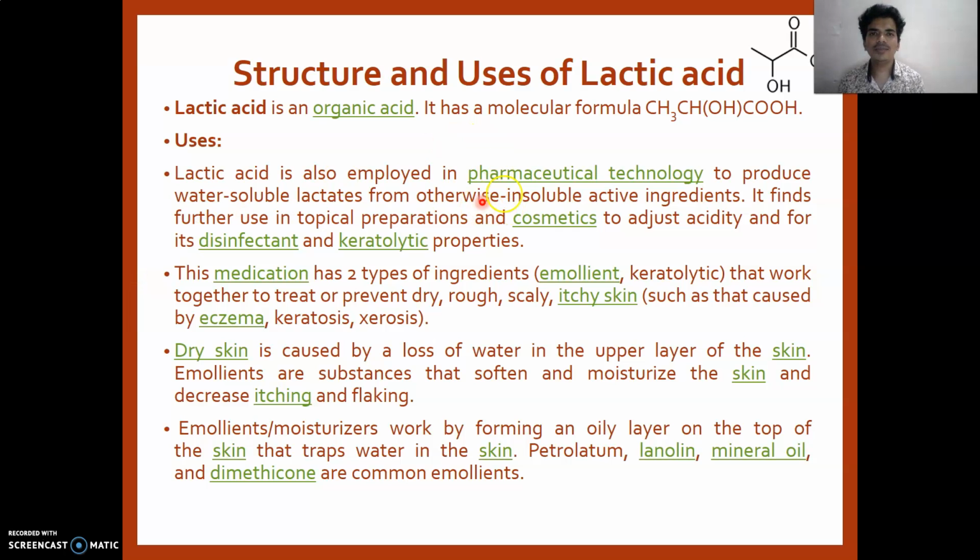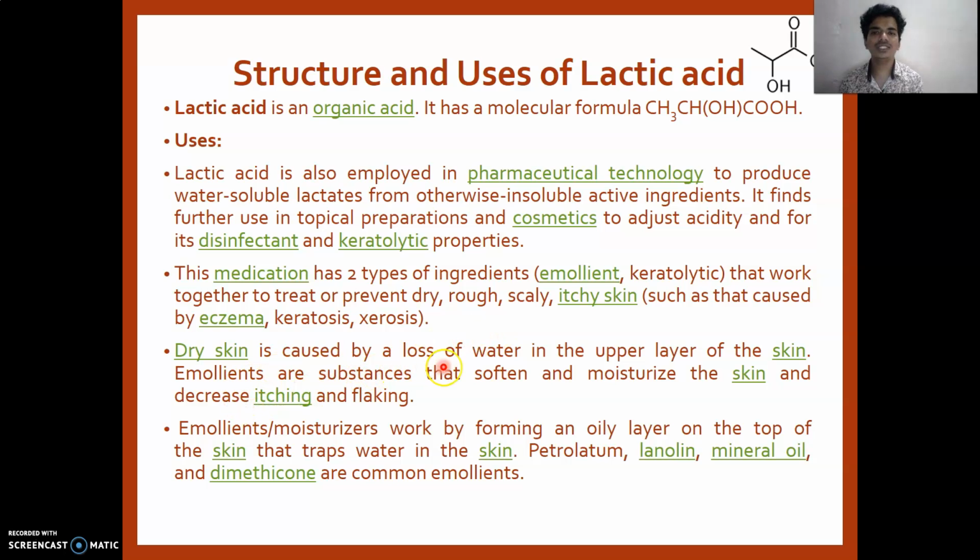So lactic acid is employed in pharmaceutical technology, as a water soluble lactate for otherwise insoluble active ingredients, in topical preparations, cosmetics, as a disinfectant, and for its keratolytic property, because it is used in different types of medications and cosmetics. Also medications have two types of ingredients, an emollient and a keratolytic. Keratolytic property is related with the skin. So they work together to prevent the rough, scaly, itchy skin caused by eczema and some skin problems, keratosis and xerosis, that is drying of the skin.